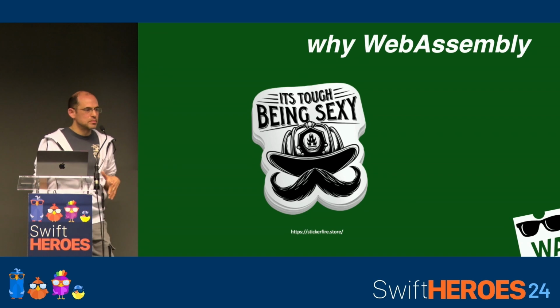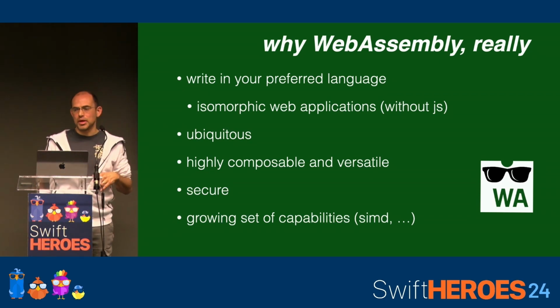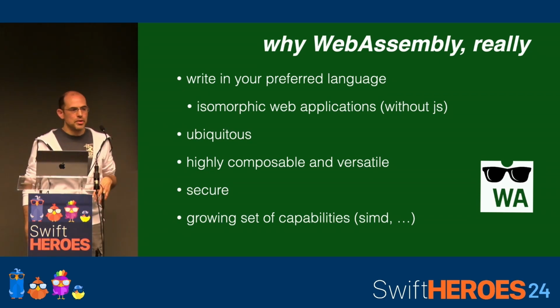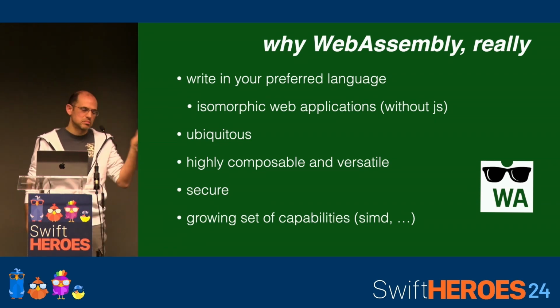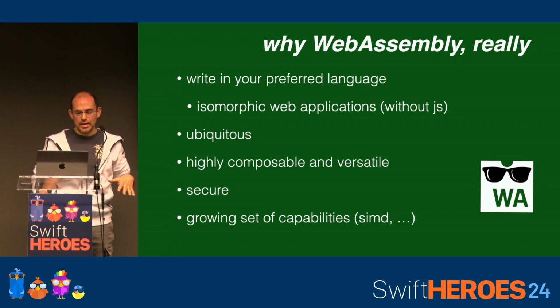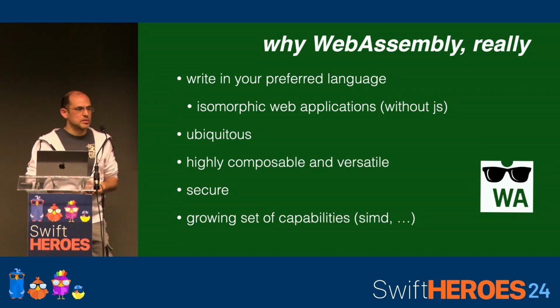Why use WebAssembly? Because it's sexy now. Not really. Why WebAssembly? Because you can write a WebAssembly module in the language that you prefer. Thinking about web, maybe it's not your main focus, but it's good to know. You can create isomorphic web application. What does it mean, isomorphic? It means that you have the same language on the front end and also on the back end, so you can share your code between the two parts. It's very useful sometimes.